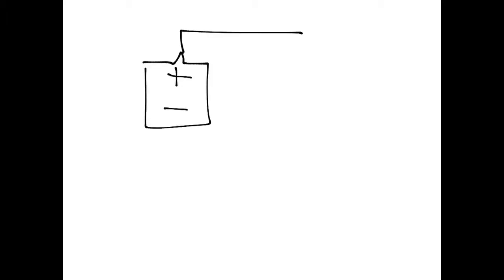Today I'm going to be explaining the difference between current and electron flow. So let's look at a battery, and it's hooked up to a light bulb. This light bulb is going to be drawn sideways.